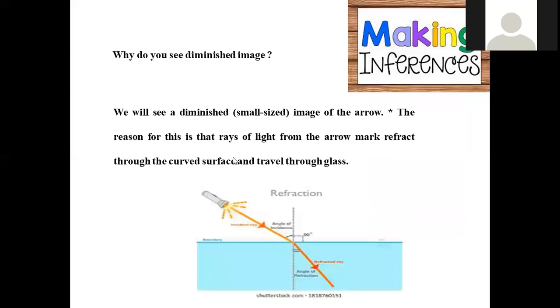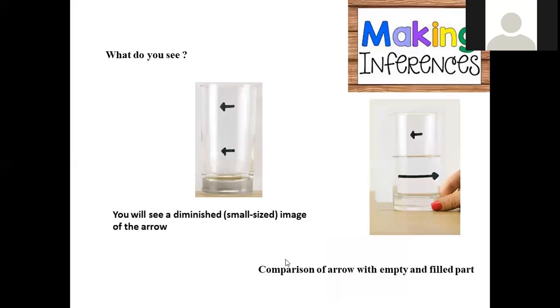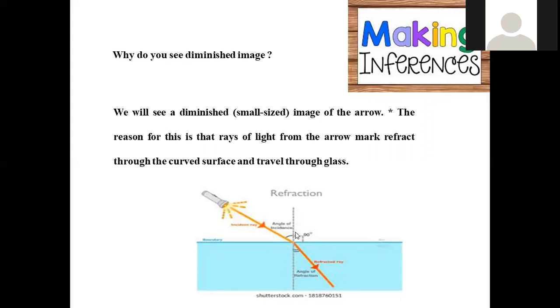Then what could be the reason for this? Why do you see a diminished image? The reason is a process called refraction. Whenever we start the light, I'm taking the torch. From the torch, light was originated and is traveling through the air. When it enters the water, what happens? Its angle will be changed, right? So its angle will be changed, and the image that appears will be very small in size.